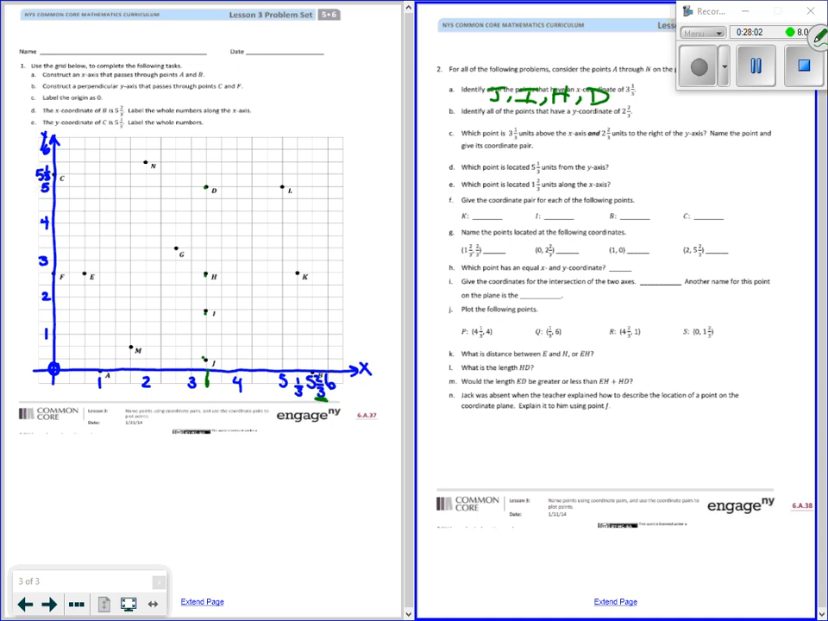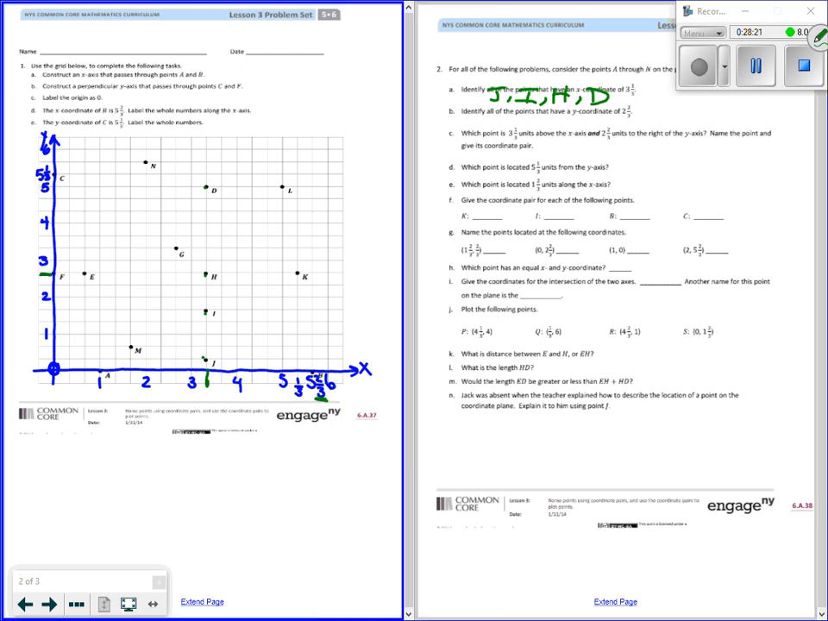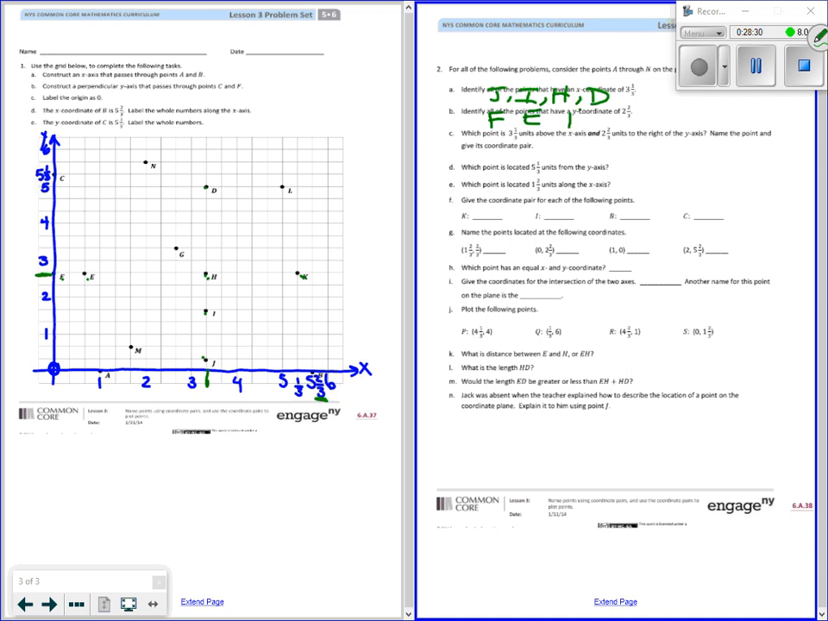Thank you. Yes, ma'am. All the points that have a y coordinate of 2 and 2/3. So if I were writing a coordinate by every point, there is more than one with a y coordinate of 2 and 2/3, which means I would go up 2 and 2/3 right here. So F, E, H, K. When it says all of the points, there's more than one.